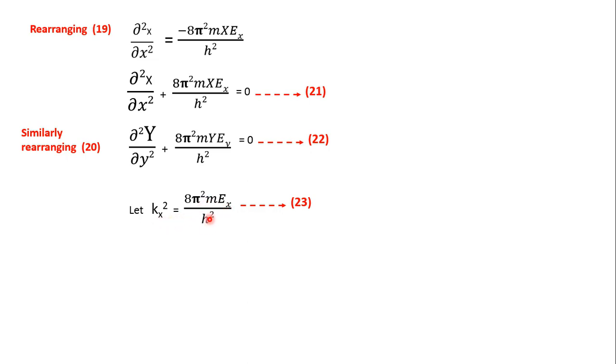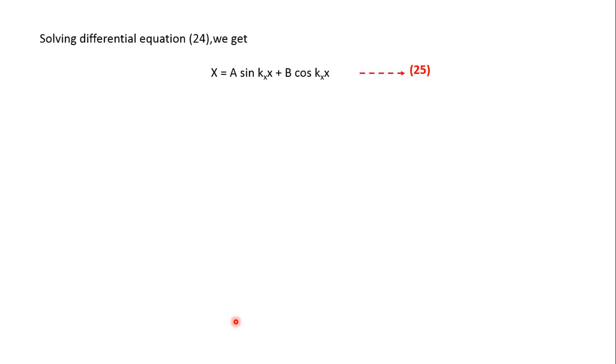8 pi square m ex by h square is equal to k square, and this substitution has to be done in equation 21, and we get d square X by dx square plus k square into capital X, the function here, equal to 0. This is a standard form of the differential equation, and the solution for this is capital X is equal to A sin kx x plus B cos kx x. It is the same as saying capital X is equal to A sin kx plus B cos kx, except that kx depends only on the variable x.